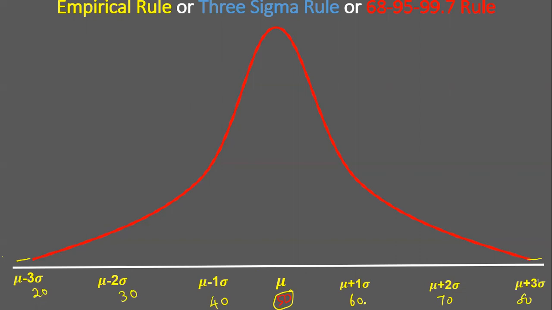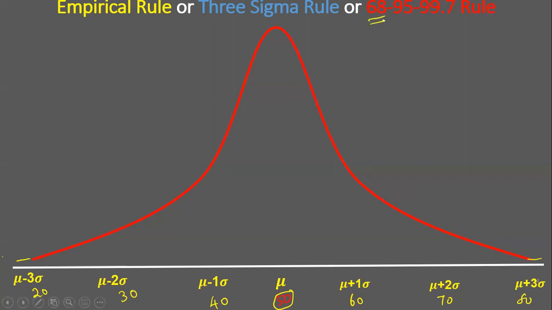Now, I want to find out how many people scored between 40 to 60. That is mu plus or minus 1 standard deviation. That means from 50, you have to subtract 10, so we'll get 40. To 50, you will add 10, you will get 60. So I want to find out how many students are getting the marks from 40 to 60. That is what is given as 68%.